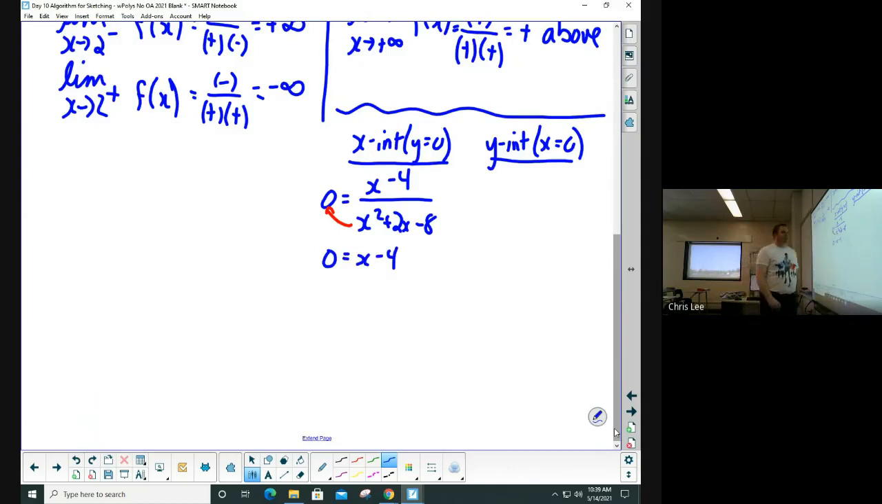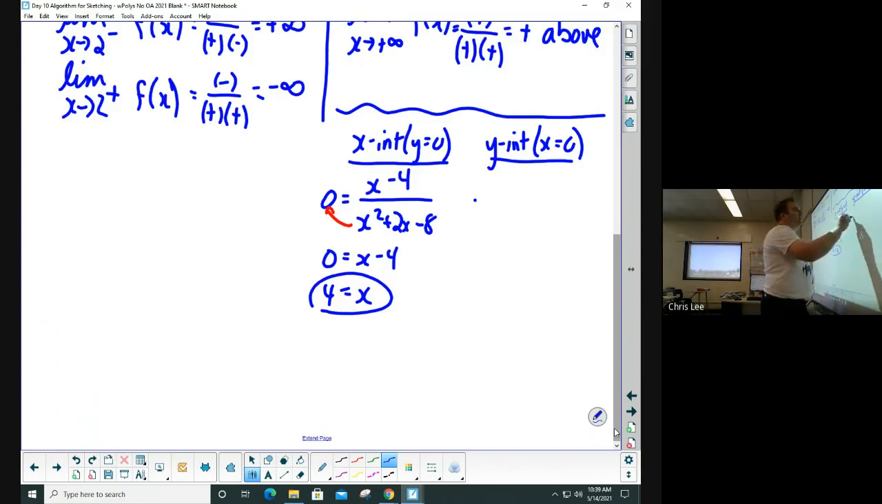And solving for x is going to get x equals 4. Just as a heads up, there might be some that don't have x-intercepts, which when you go off and do this step, you'll get something absurd. You'll get something like 0 equals 4, which of course means there's no x-intercepts. This one does, it's right there.